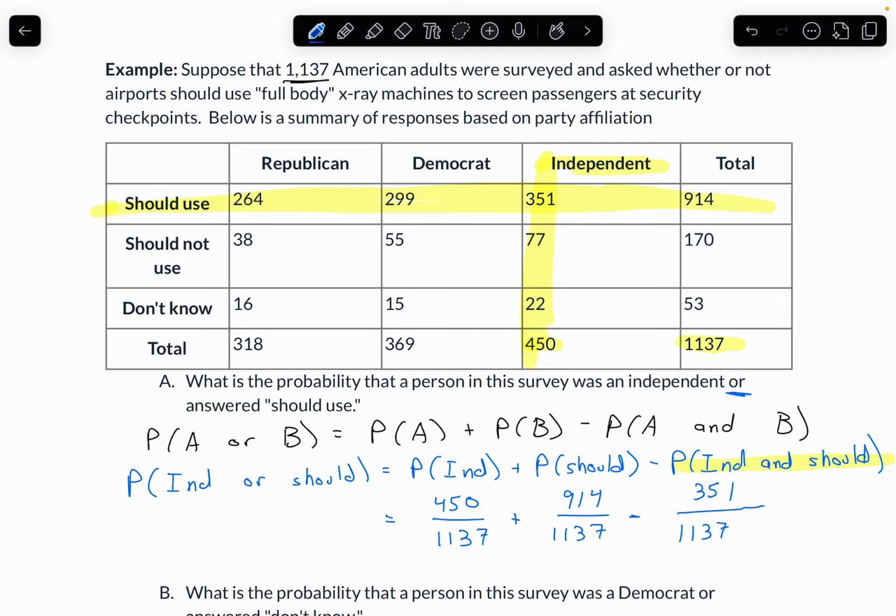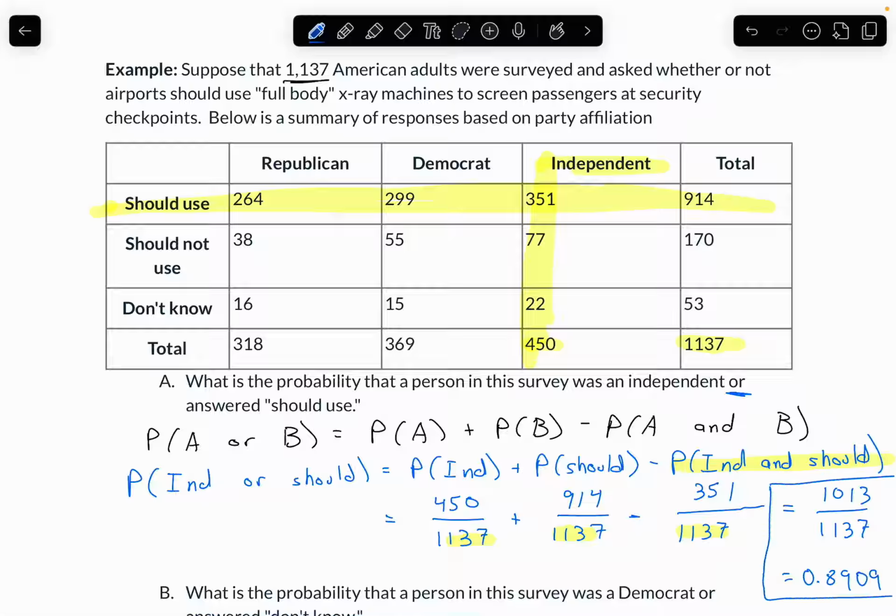So at this point, I've got everything I need. I can just go ahead and add and subtract my numerators. I already have a common denominator, 1,137 for each one, so that part doesn't really matter. We just add the numerators: 450 plus 914 minus 351. So I ended up with 1,013 divided by 1,137. Or if I wanted to give that as a decimal, that would be 0.8909. So there is my solution.